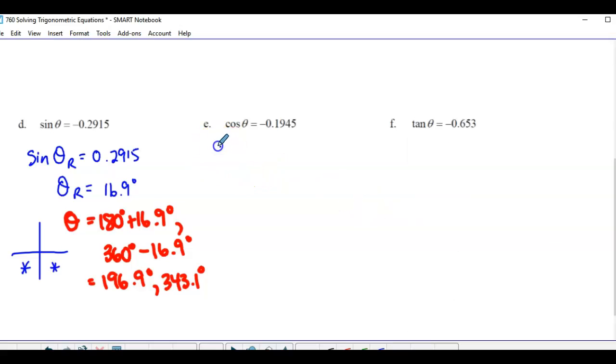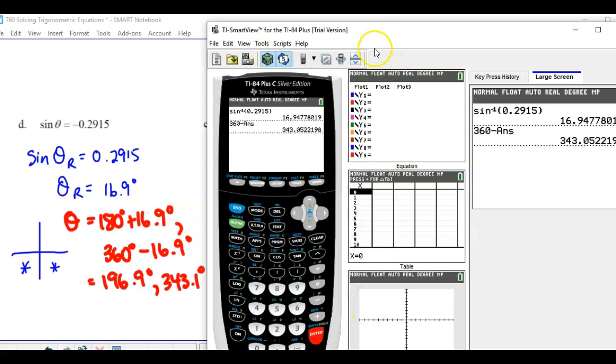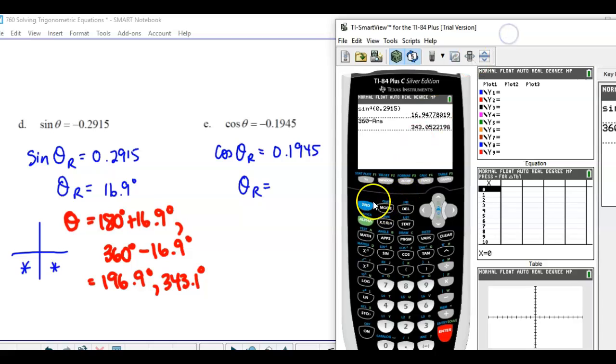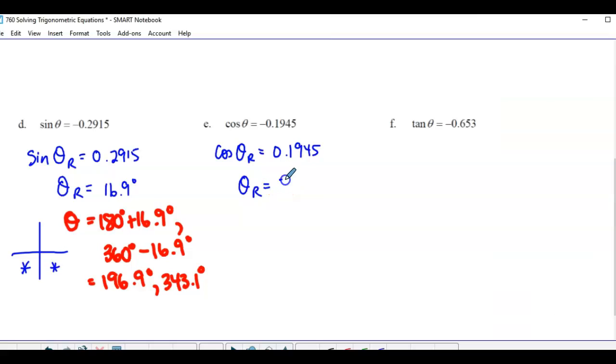So then this one, cos of theta reference is equal to the positive ratio. So theta reference equals 78.8. So now I'll switch to red, keep it consistent.